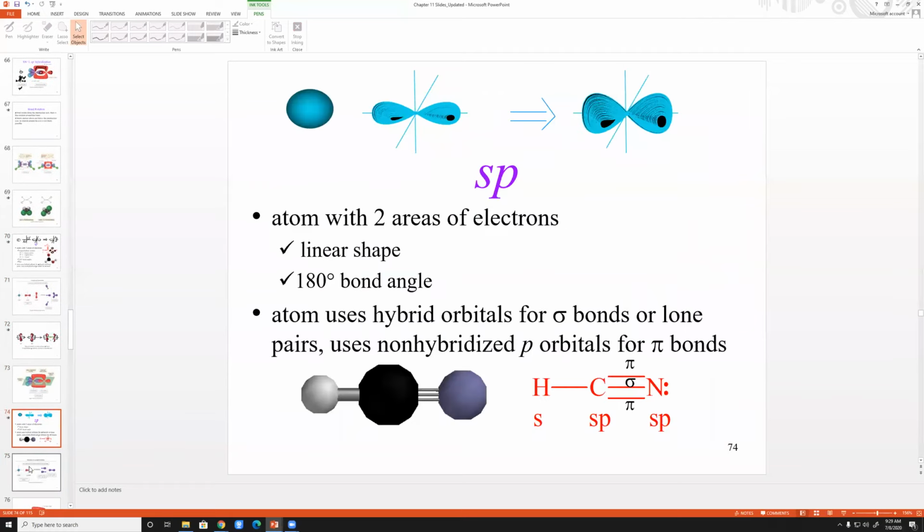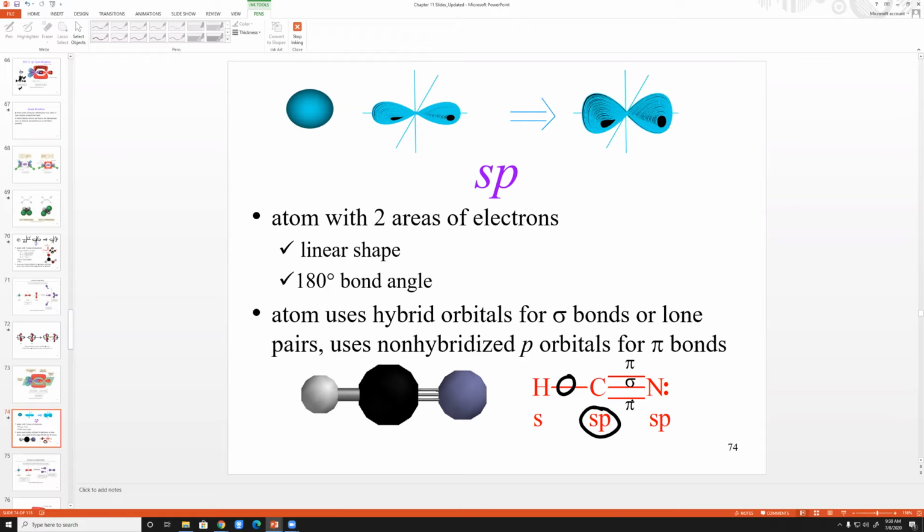sp is when you're going to have 2 electron groups attached. A good example, like I said before, is hydrocyanic acid, but I use cyanide, where you're going to have an sp hybridization of carbon because there's only 2 electron groups. One of them is the single bond, the sigma bond here, and the other one is the triple bond, which contains 1 sigma bond in the middle and 2 pi bonds, one on either side. So this carbon is going to be sp hybridized because of that.